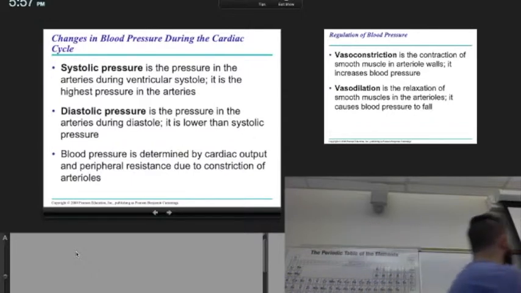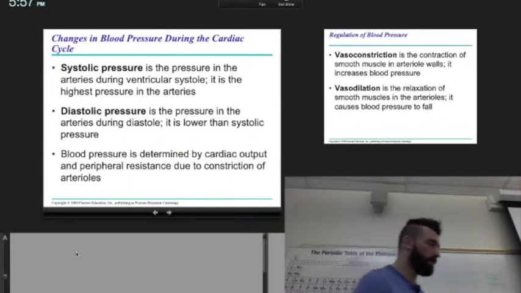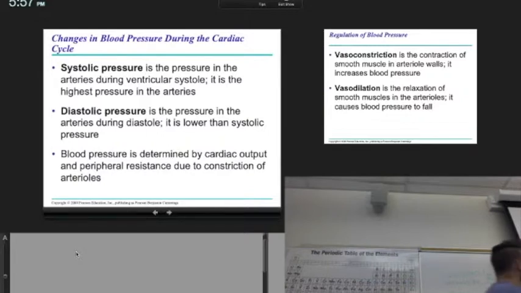Okay, so we've got blood pressure falling into two flavors, systolic pressure and diastolic pressure. Systolic pressure is the pressure in arteries during ventricular systole, so when the chambers that are pumping blood into arteries contract. Okay, and that's when blood pressure is highest. So when someone's taking your blood pressure, the systolic pressure is the high number, and diastolic pressure is the low number. So that's the pressure in the arteries when the ventricles are relaxed. Okay, it is lower than systolic pressure.